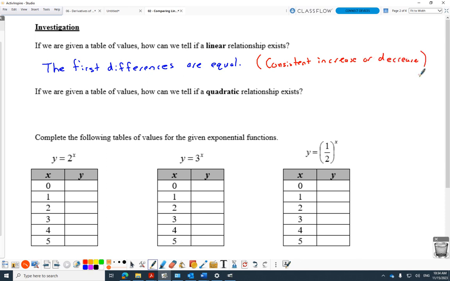It's got to go up in a straight line. It's got to go up by the same amount all the time. That's what grade 9 was all about. Things that go up by the same amount every time. Now, if we were given a table of values, how can we tell if a quadratic relationship exists? One part lesson in grade 10.